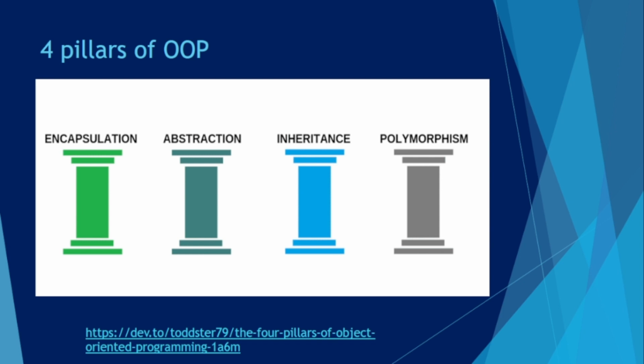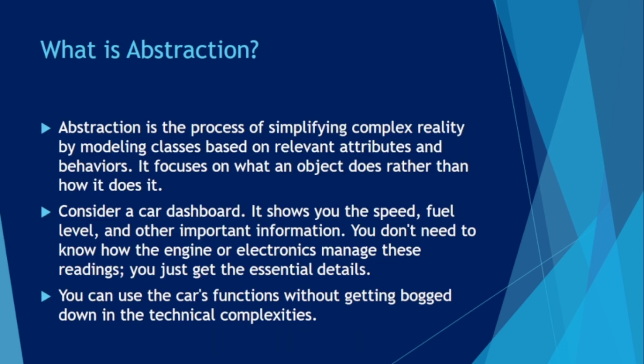Now object oriented programming, whenever you study it in any language, you have the 4 pillars of OOP: encapsulation, abstraction, inheritance, and polymorphism. In this video, we are going to get the idea and the basic concept of encapsulation and abstraction. So what is an abstraction?